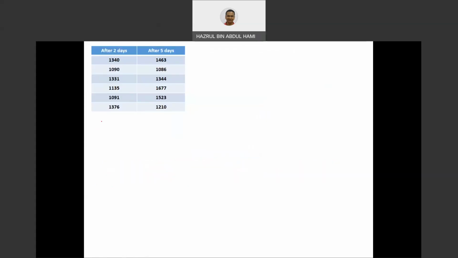Now H naught is the mean after 2 days is equal to the mean after 5 days. And H1 is the mean after 2 days is not equal to the mean after 5 days. So this is our null hypothesis and also alternative hypothesis.